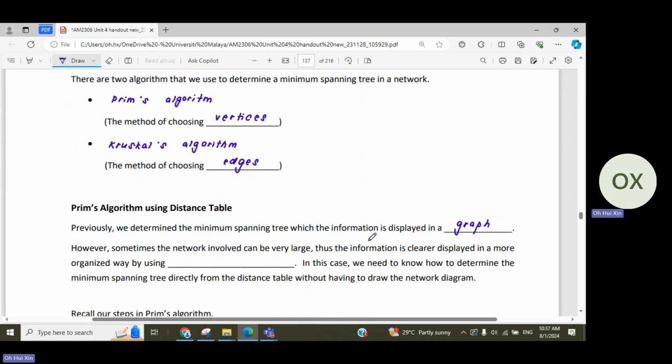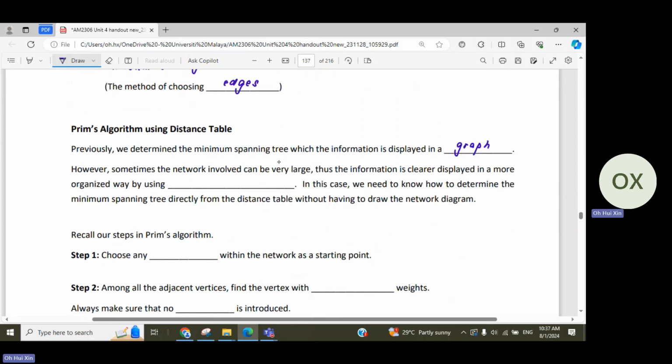But in some cases, the network involved can be very large, like I mentioned previously. Let's say you can have 100 vertices and 200 edges. It wouldn't be very easy to show everything in a graph. The information may be clearer when we show it in a more organized way, which is by using the distance table. So it is important for us to know how to identify the minimum spanning tree from the distance table as well.